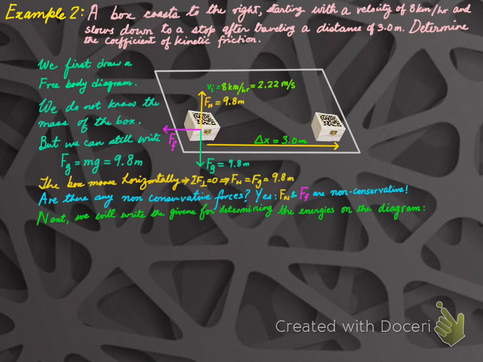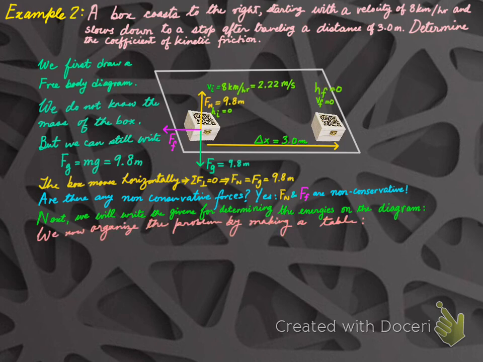So, to begin with, the box had a velocity of 8 kilometers per hour, which, when we convert to meters per second, becomes 2.22 meters per second. And because the box is moving on level ground, I can choose the initial height to be 0. And, in fact, the final height will also be 0 because the box doesn't move up or down. It's basically moving horizontally.